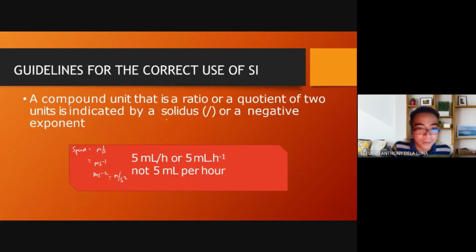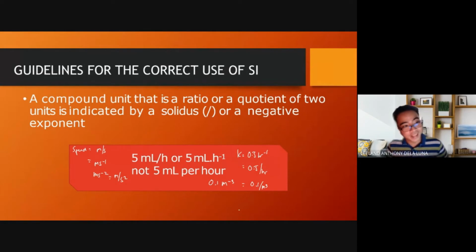Or di kaya halimbawa, pag sinabi ko, the rate constant, K, is equal to 0.5 h negative 1. So ibig sabihin, this is expressed as 0.5 per hour. Are we clear? Very good. Yung negative sign dyan, class, will always indicate that yung unit na to is a denominator. Tapos kung yan halimbawa ay, say for example, meter negative 3. So ibig sabihin, halimbawa, 0.1 meter negative 3. So it means it's 0.1 per meter cube. So are we clear with that? As a unit class, that's how we express it.